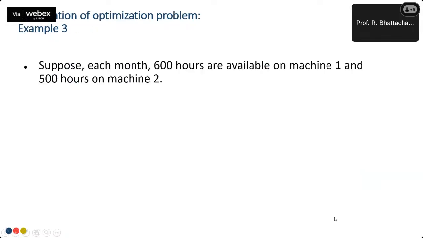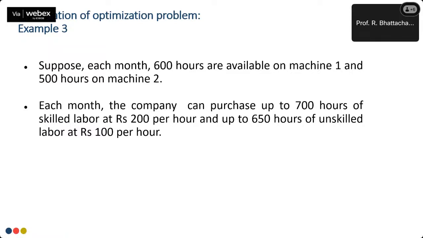Now, as a company, we want to manufacture some number of the products so that we get the best profit definitely. And we also have to satisfy the constraints. Suppose each month 600 hours are available on machine 1, that means we cannot exceed this, and 500 hours on machine 2, and each month the company can purchase up to 700 hours of skilled labor at the rate of 200 rupees per hour, and up to 650 hours of unskilled labor at the rate of 100 rupees per hour.